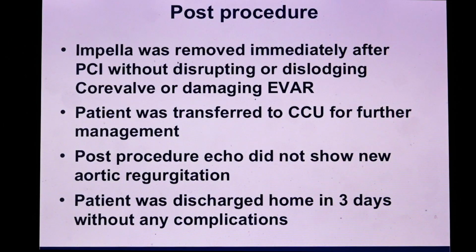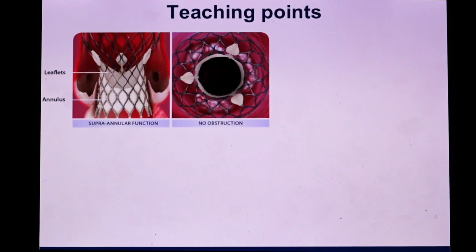So a few of the teaching points that I would like to make and that I learned from this case is: you need to know the coronary heights of the patient before intervening on a patient who has a prior CoreValve, as this is a supra-annular bioprosthetic valve. You don't want to damage the skirt height.